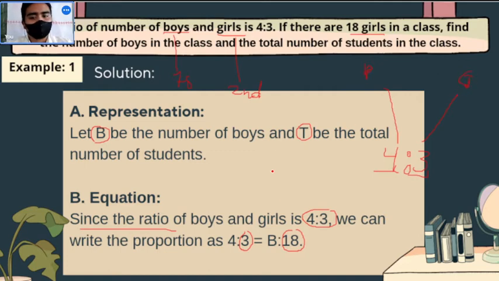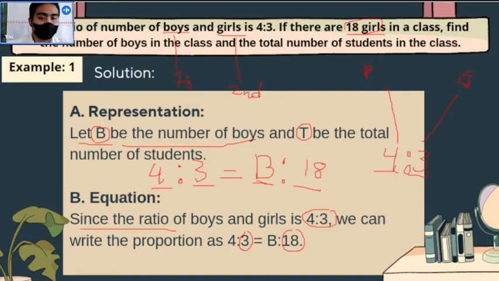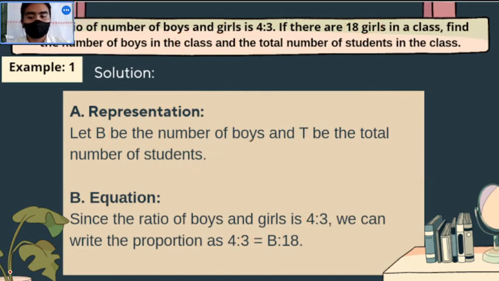So therefore, if that is a proportion, you have two ratios, isn't it? Isn't it that in proportion there are two equal ratios? So you have two equal ratios, which is 4 is to 3. This is your boys, this is your girls. So same goes by. This is the boys, this is the girls. What is the value of your girls? What is the number? 18. So, your boys will be letter B. Why? Let B be the number of boys. Let's just say, ha. So, you already have this equation. Okay, that's your equation: 4 is to 3 is equal to B is to 18. Okay? Are you following?